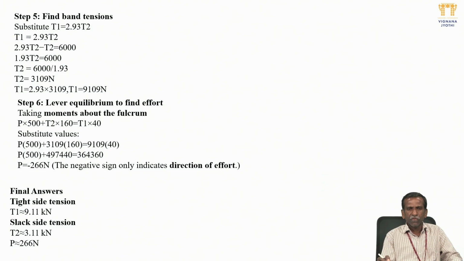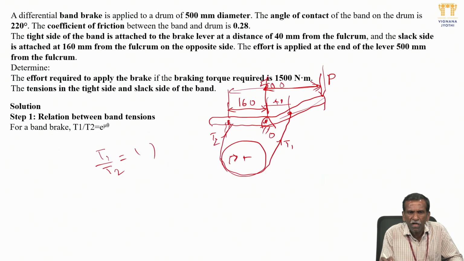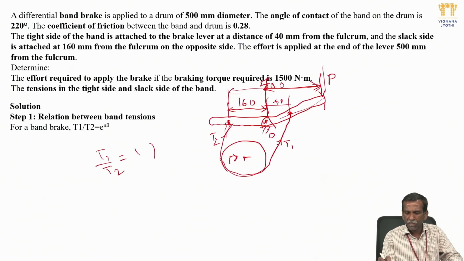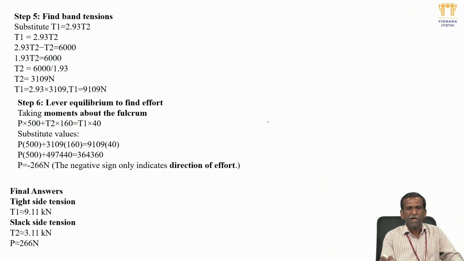plus T2 into 160. This is T2 into 160. And T1 into 40, that is 9109 into 40. These two are moments in the same direction about the fulcrum: P is clockwise and T2 is also clockwise, and T1 is anti-clockwise. That's why it is written on the right side, equal to 9109 into 40. This is the distance 40 from the fulcrum, where the band at the T1 side is attached. So from this you get P equal to 266 newtons.